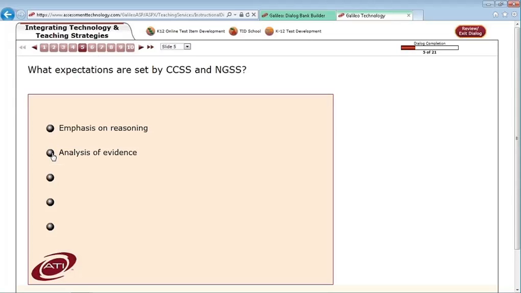Another element is the analysis of evidence. The things that we're seeing in the Common Core are setting contextual situations and scenarios for students, having them work with literature, with text, both fiction and nonfiction, and to analyze those texts, to work from evidence, to inform decisions, to inform opinions, and to make them capable of making good decisions.